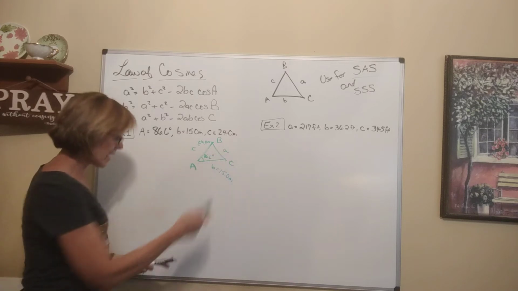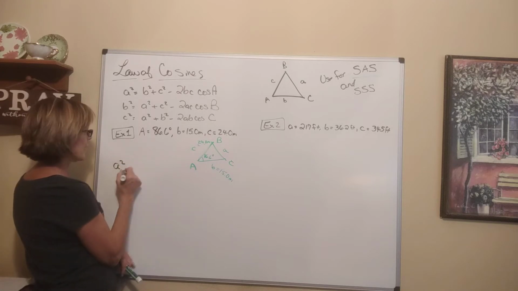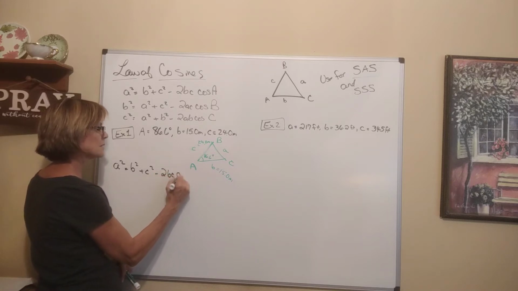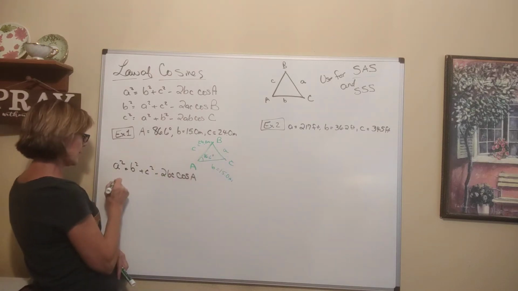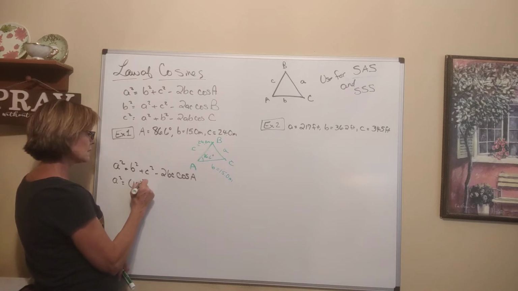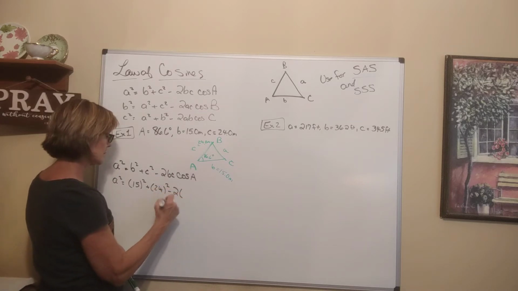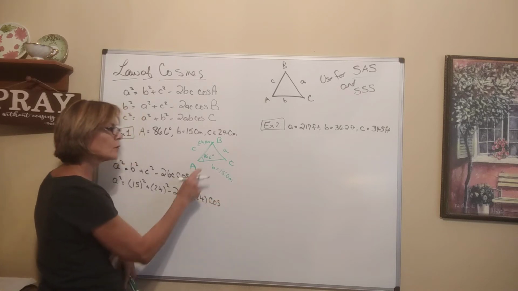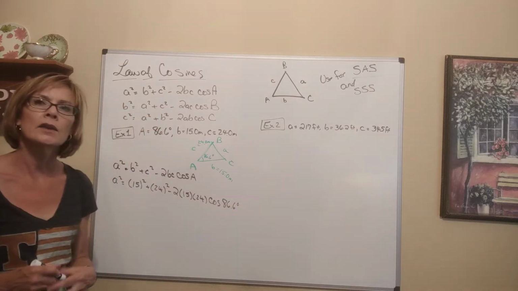All right, so if we're looking for a, I'm just going to write the formula down. A squared is equal to B squared plus C squared minus 2BC times the cosine of angle A. A squared is what we don't know, so write down a squared. b is 15, so we're going to say 15 squared, plus c is 24 squared, minus 2 times 15 times 24 times the cosine of angle A, which we do know, 86.6 degrees. So now get your calculator, and we're going to put this in.